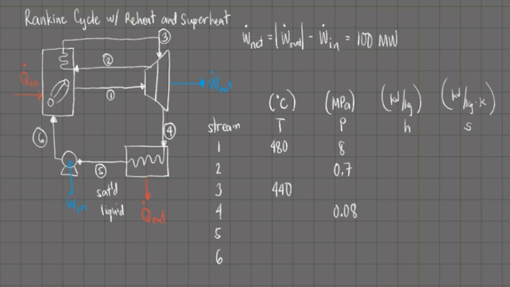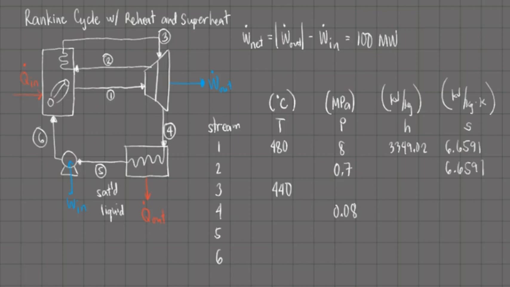We are only given the temperature and pressure of stream 1. So at 8 megapascals and 480 degrees Celsius, this is a superheated steam. From the steam tables, we have a specific enthalpy of 3349.02 kilojoules per kilogram and a specific entropy of 6.6591 kilojoules per kilogram per Kelvin. Upon assumption that both stages of the turbine are operating isentropically because we were not given isentropic efficiencies, stream 1 and stream 2 have the same entropy, 6.6591.